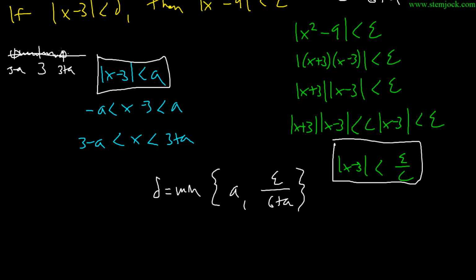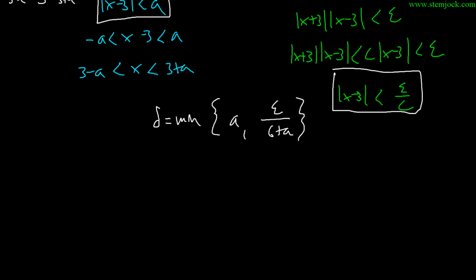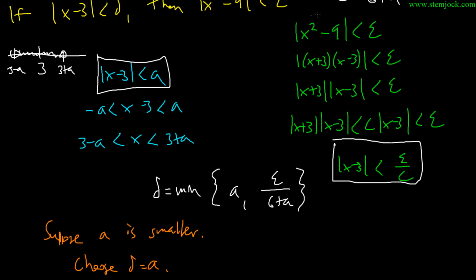Now, we need to prove this if-then statement for both values of delta here. So suppose A is smaller. Then I'm going to choose delta equals A. And now that I have my choice of delta, I can prove this if-then statement.